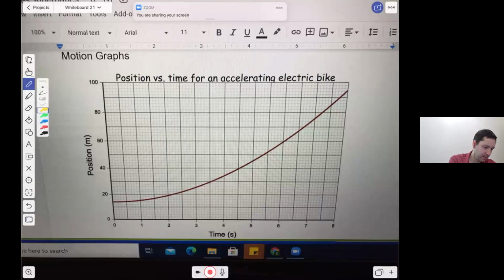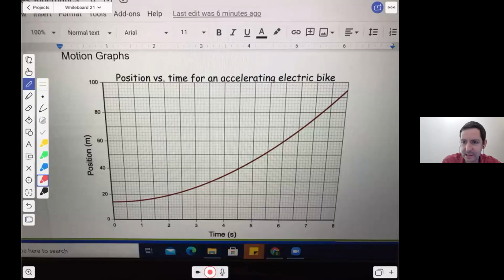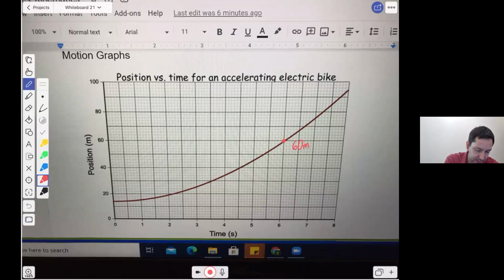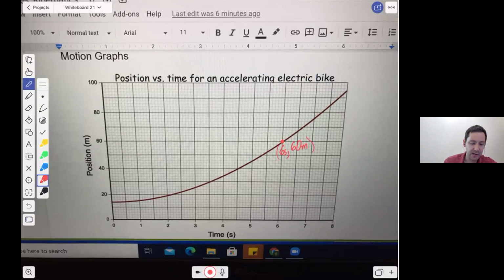All right, so let's consider this graph for just a minute, and some of the things that you guys have mentioned. One of the things mentioned is let's just choose a point. This point is a position of 60 meters and a time of 6 seconds. So just by knowing where it is, 60 meters from the beginning, and knowing that it took 6 seconds to get there, does that actually give me an instantaneous speed?